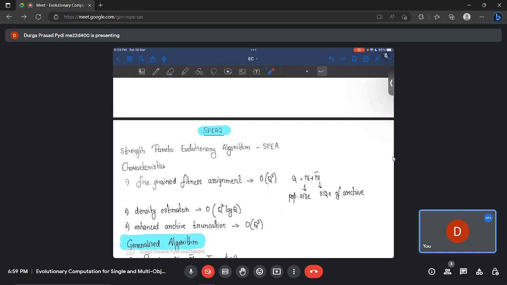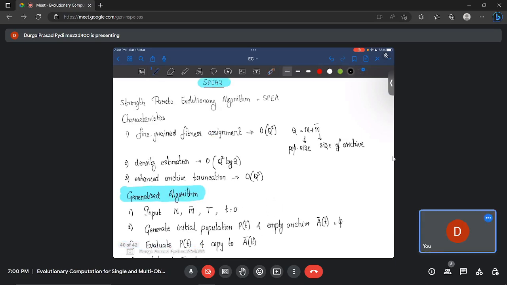It can so happen that you have to do enhanced archive truncation within the density estimator. This is not the case, I'm just giving an example. If this particular algorithm is lying inside this algorithm, then your overall complexity will be the multiplication of these both. It is similar to your Taylor series expansion. So the overall order will be something like q cube plus q square log q. If one is happening after the other, you neglect the terms which are not the highest order, and just consider this one.